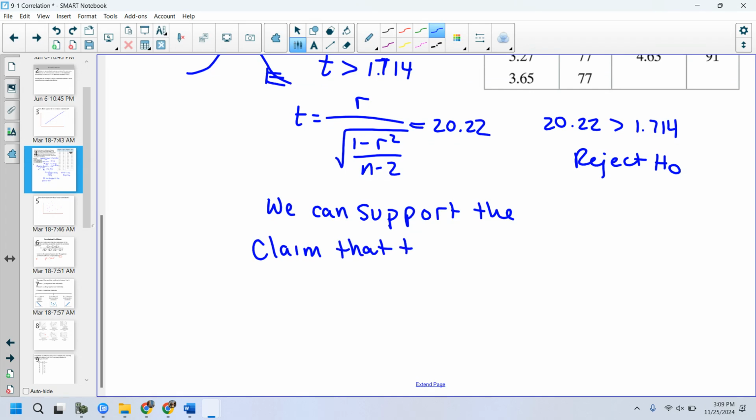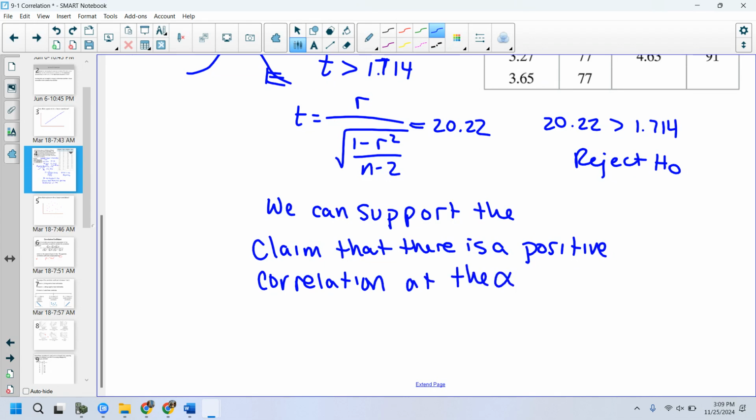that there is a positive correlation at the alpha 0.05 level. And that is making the statement about rho. We used R to make that statement about rho.